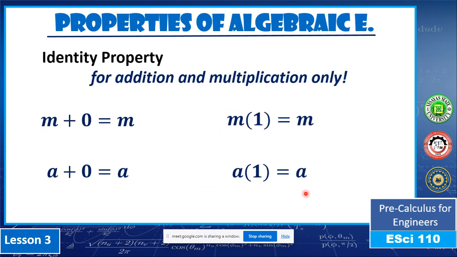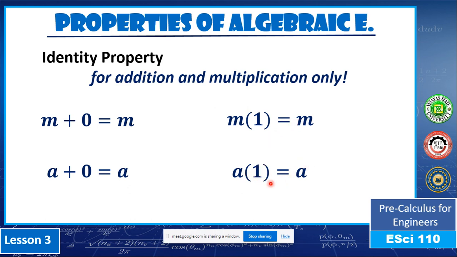And then, we also have identity property. So, these are only for addition and multiplication. For example, in addition, any number that is added by 0, of course, the result would still be the number, because m plus 0 equals m and a plus 0 is still a. For multiplication, of course, you are going to perform any number nga ang result pa din is yung number. So, isang choice lang, we just multiply by 1. So, m times 1 equals m and a times 1 equals a.